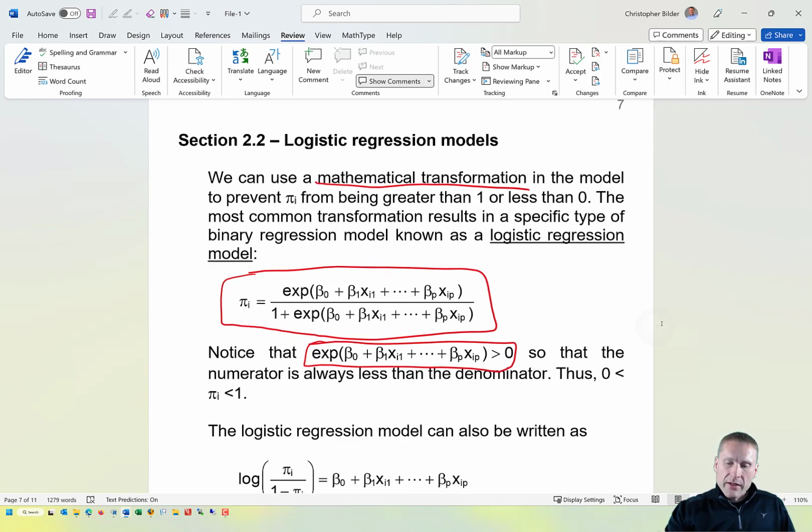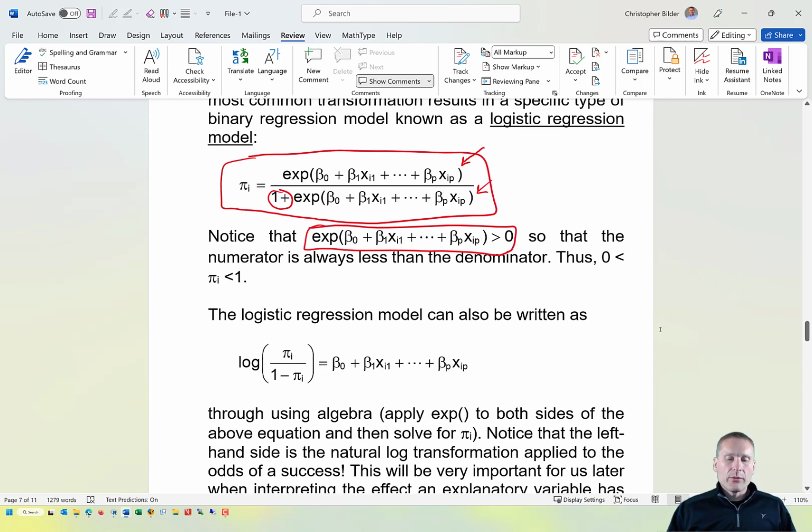Also, because in my numerator here, I have exactly the same thing as I have in my denominator, except I'm adding 1 to it, that guarantees that what's in the numerator and the denominator ends up making sure that pi will not be greater than 1. And so that's why we use this mathematical transformation.